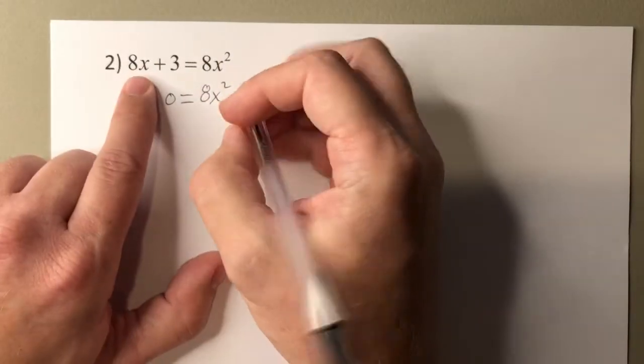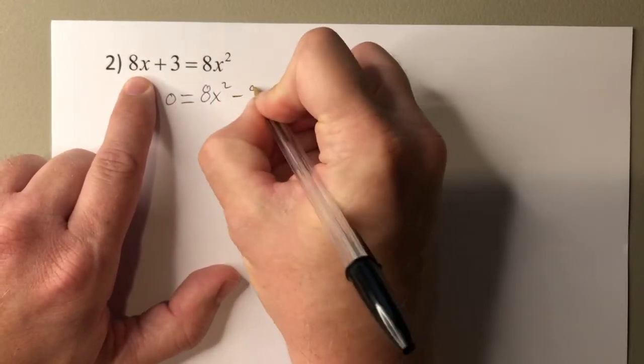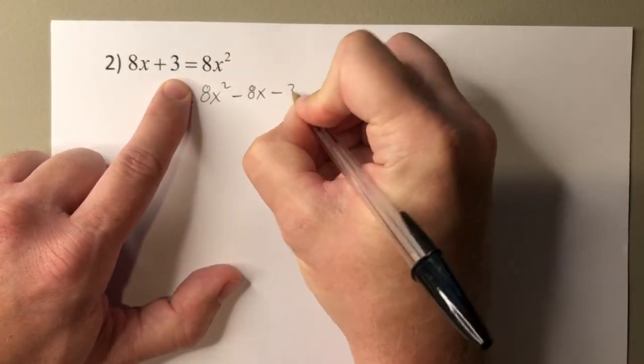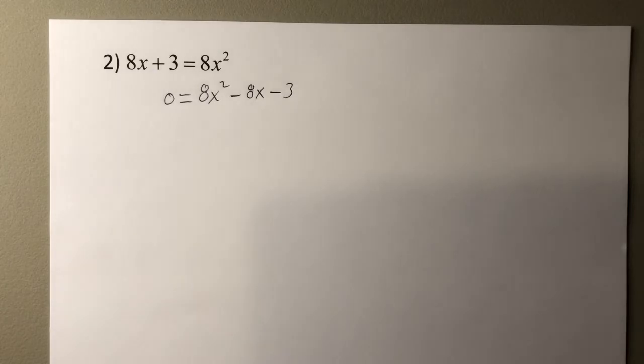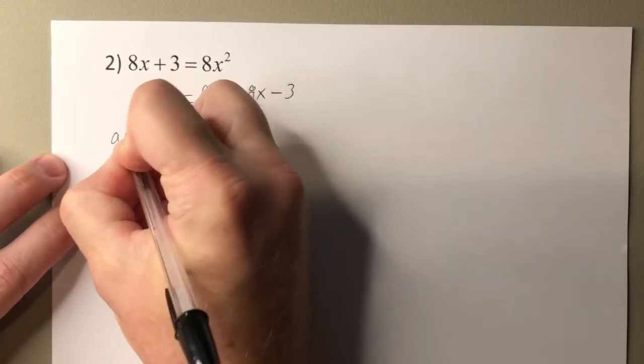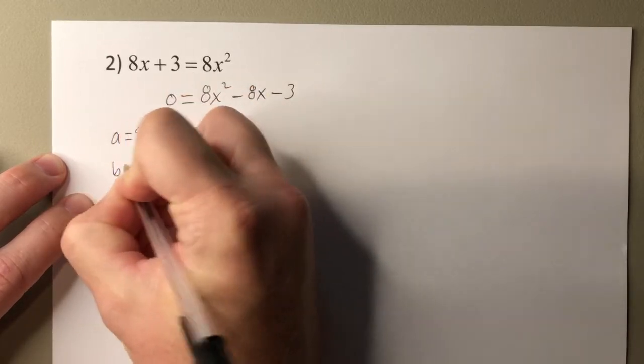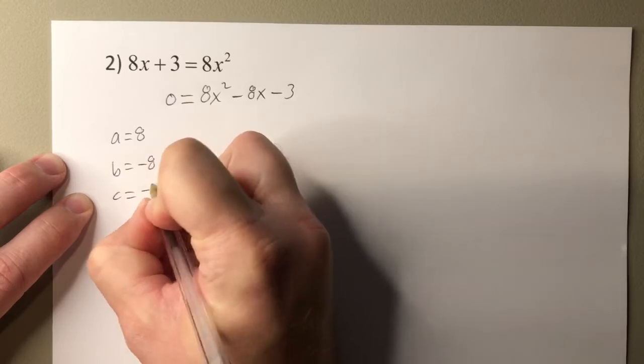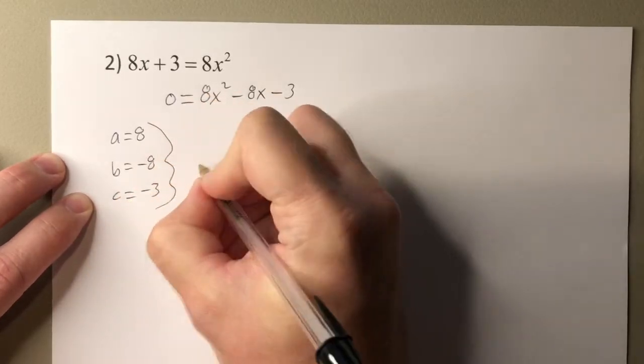So I'm going to move the 8x from the left to the right by subtracting it from both sides. And then I'm going to subtract 3 from both sides. So there we go. Again, we're going to solve this now by using the ever-popular quadratic formula. So A is 8, B is -8, and C is -3. And then it's just a matter of plugging in the numbers.